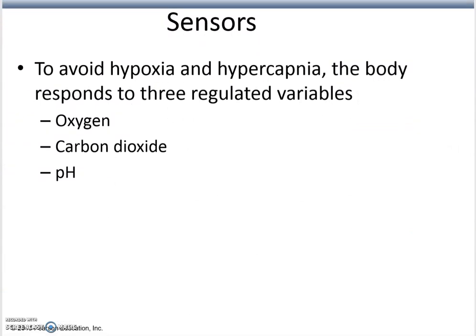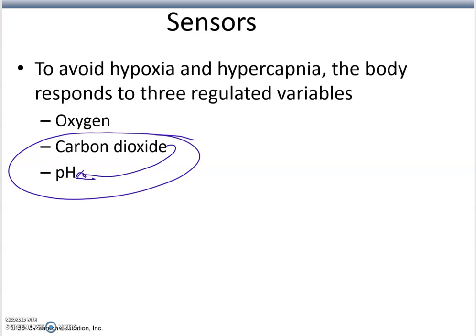Surprisingly, the most sensitive sensors that you have for these different gases actually revolve around carbon dioxide and pH. Your body is very concerned about carbon dioxide levels, and the reason for that is because carbon dioxide regulates pH. Most of you probably would have guessed that oxygen is our most sensitive sensor, but it turns out that carbon dioxide levels are much more carefully monitored, because they are indirectly regulating pH levels.